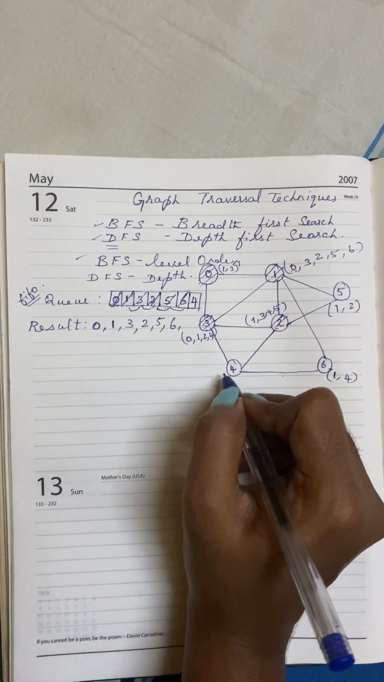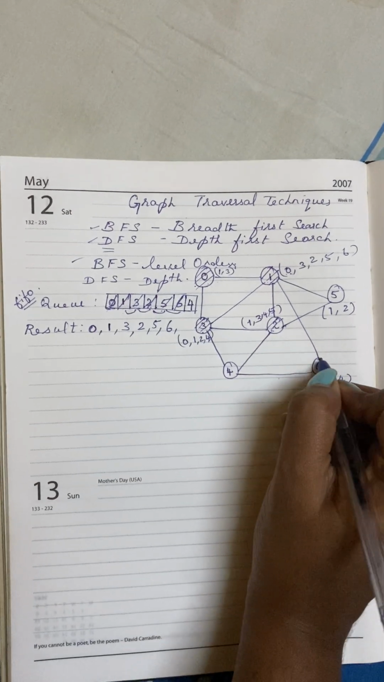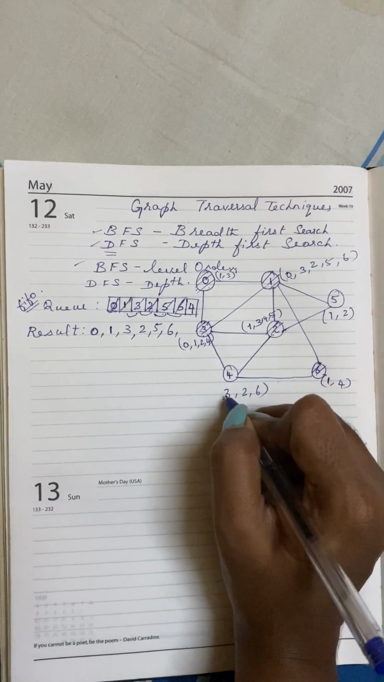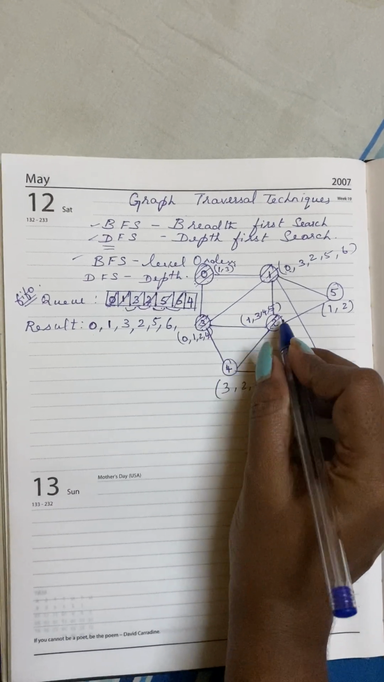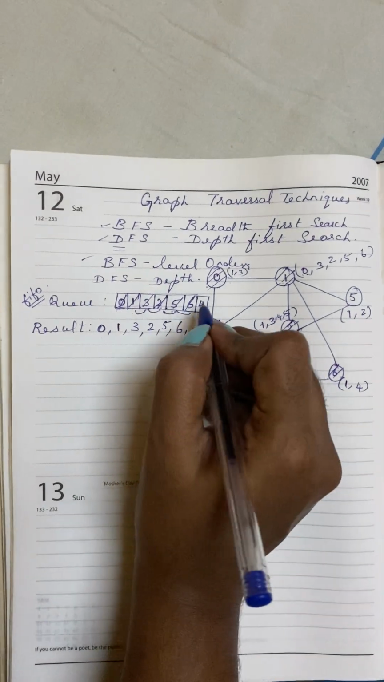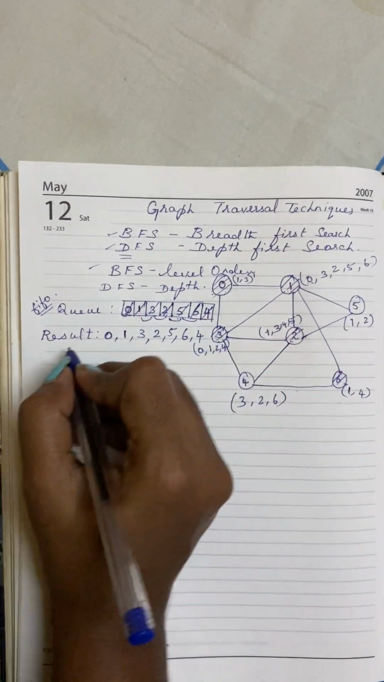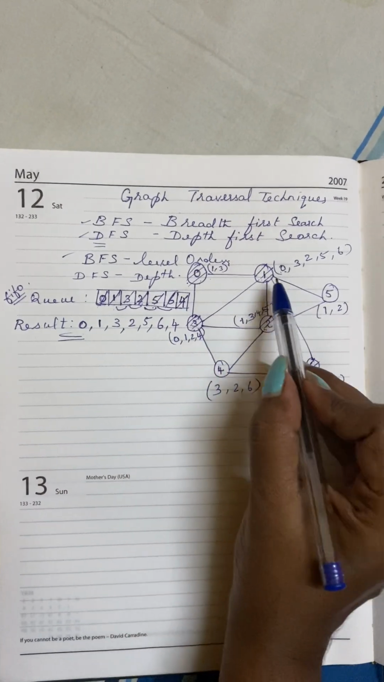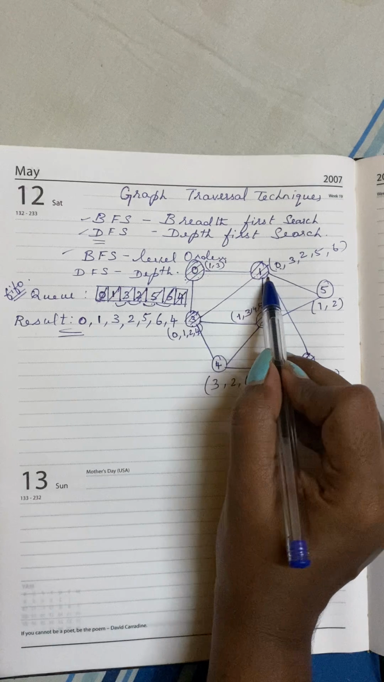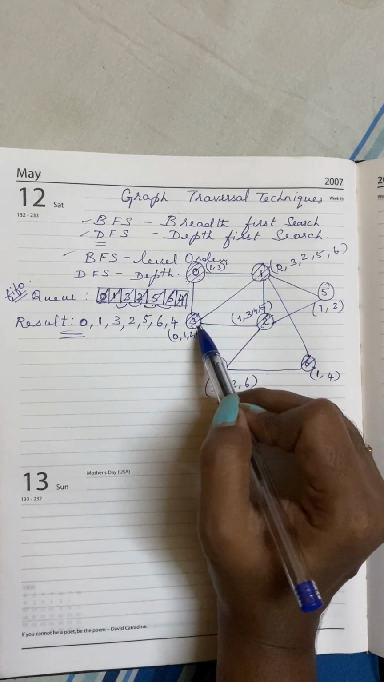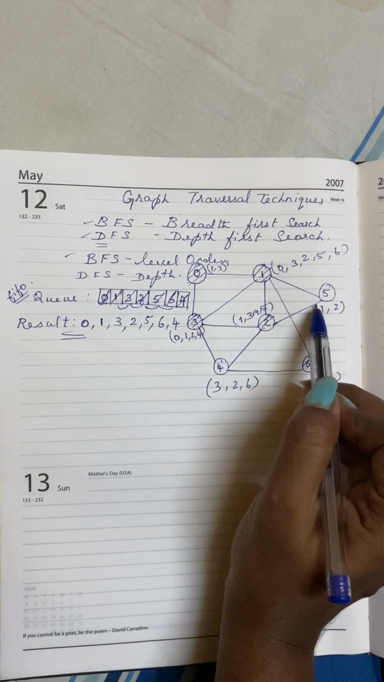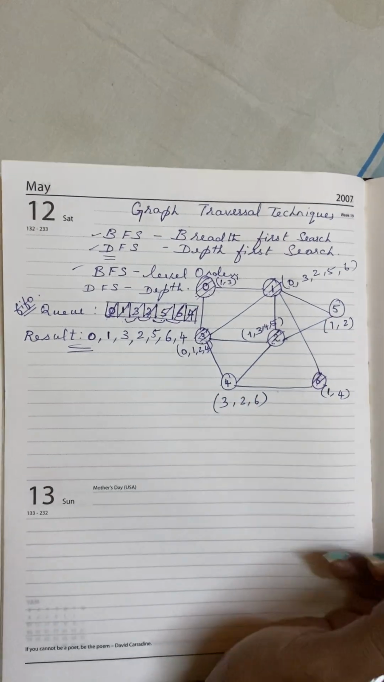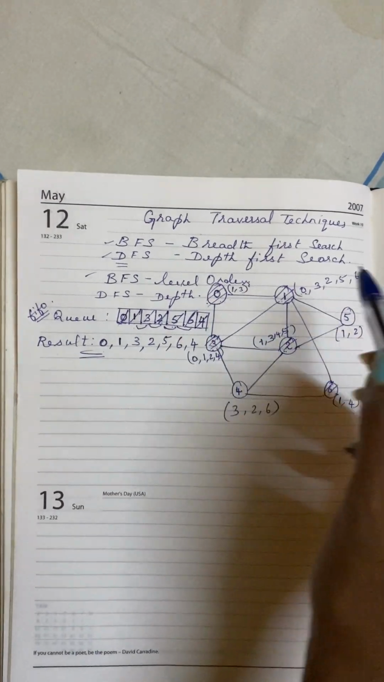So next only 4 is there. You check for the adjacent elements. So 3, 2 and 6. 3 has already been visited, 2 is also visited and 6 is also visited. You simply dequeue that and put it here. So this is the ordering of your breadth first search. So you have to traverse like 0 to 1, 1 to 3, 3 to 2, 2 to 5 and next you are visiting 6 and 4. So this is your BFS.